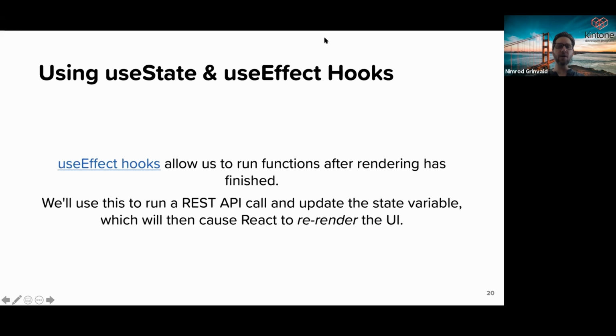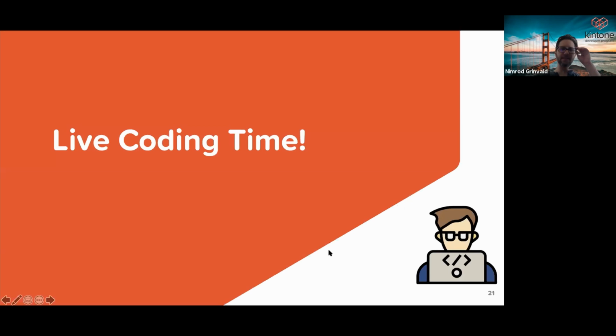And then a useEffect hook is going to allow us to run functions after the rendering is finished. See, React is very clever in the way that it handles rendering pages. React will re-render specific parts of the UI based on what gets updated. When we have a useEffect hook, we can use it to trigger React to re-render the UI. And that's going to be very helpful for us. Okay, so those are the useState and useEffect hooks. And now what we're going to do is live code the index.js file.